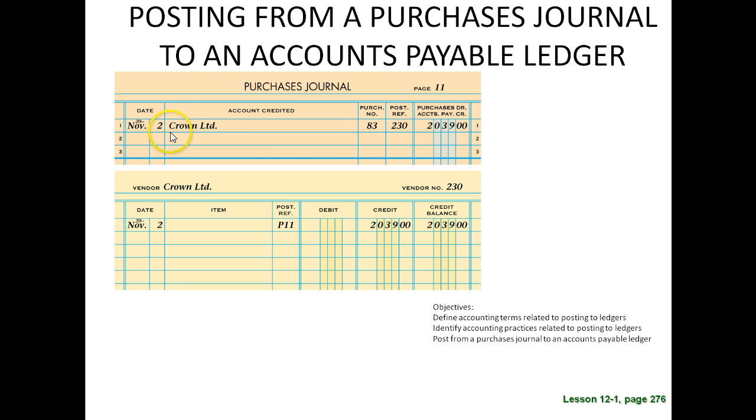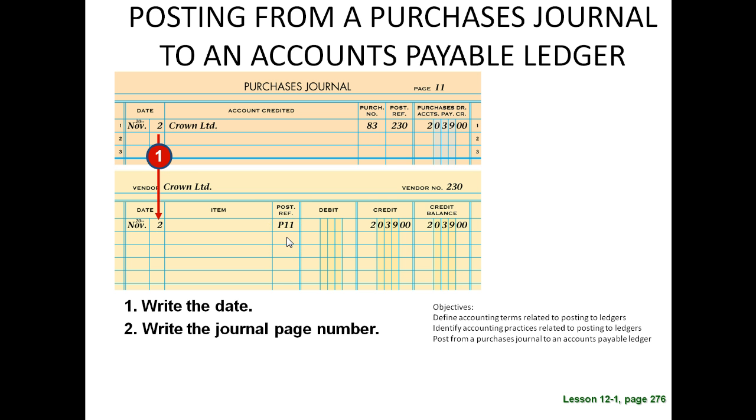Now, this is a completed posting. So once we go to post this, we're going to go to Crown Limited's account, because if you remember, what we put in the account credited column is the name of our vendor. It's Crown Limited. So we go to Crown Limited's page in our subsidiary ledger. And first thing we do is we write the date, right? These two dates should match. It's November 2013, because 2014 November hasn't happened. It's the 2nd.